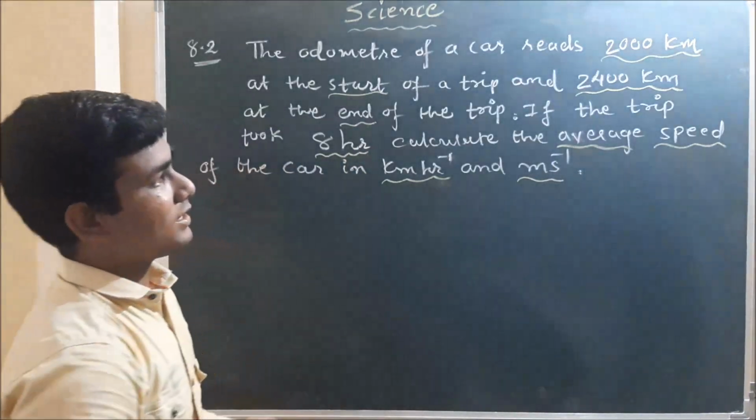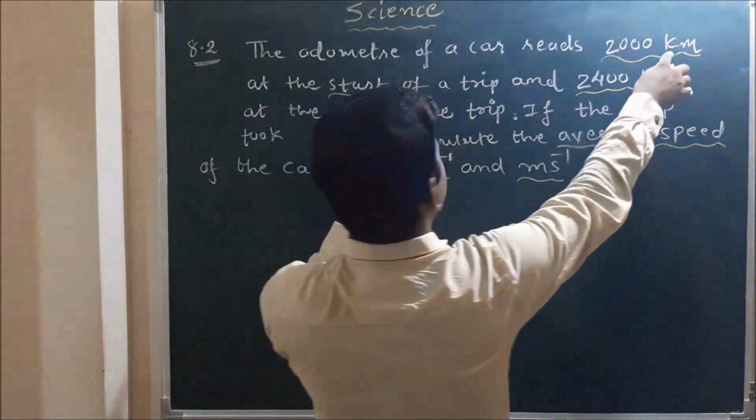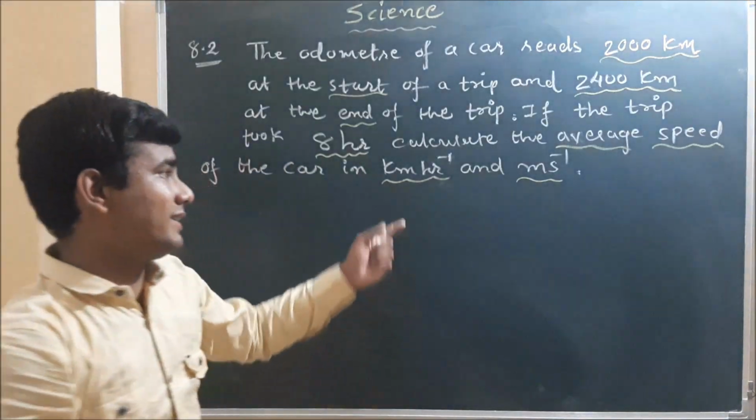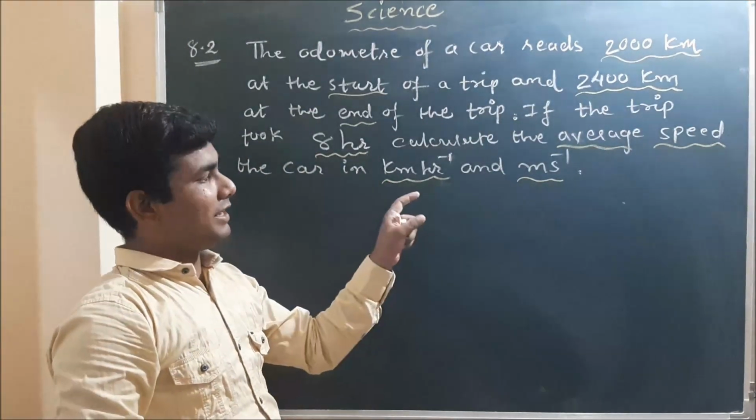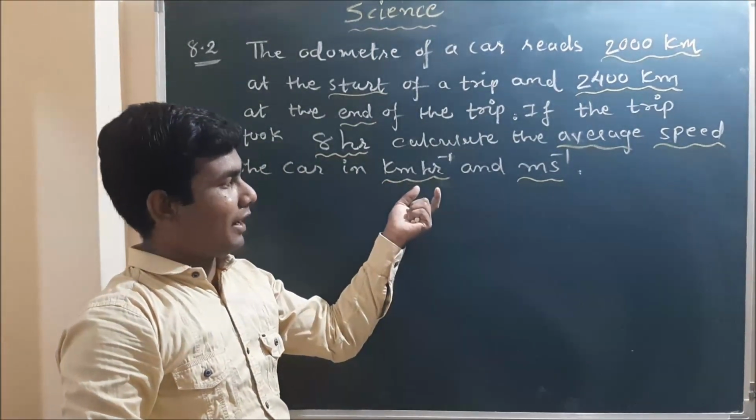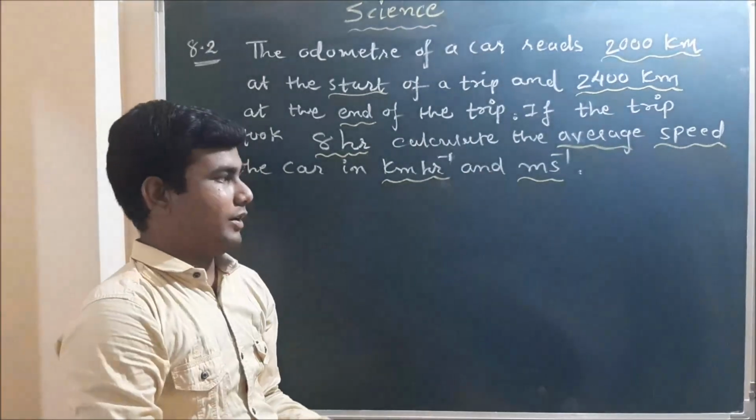Now we have different ways. Here the units are in kilometer per hour, so we will directly get the answer in kilometer per hour. And then we can convert that kilometer per hour into meter per second. Okay, let's see how.